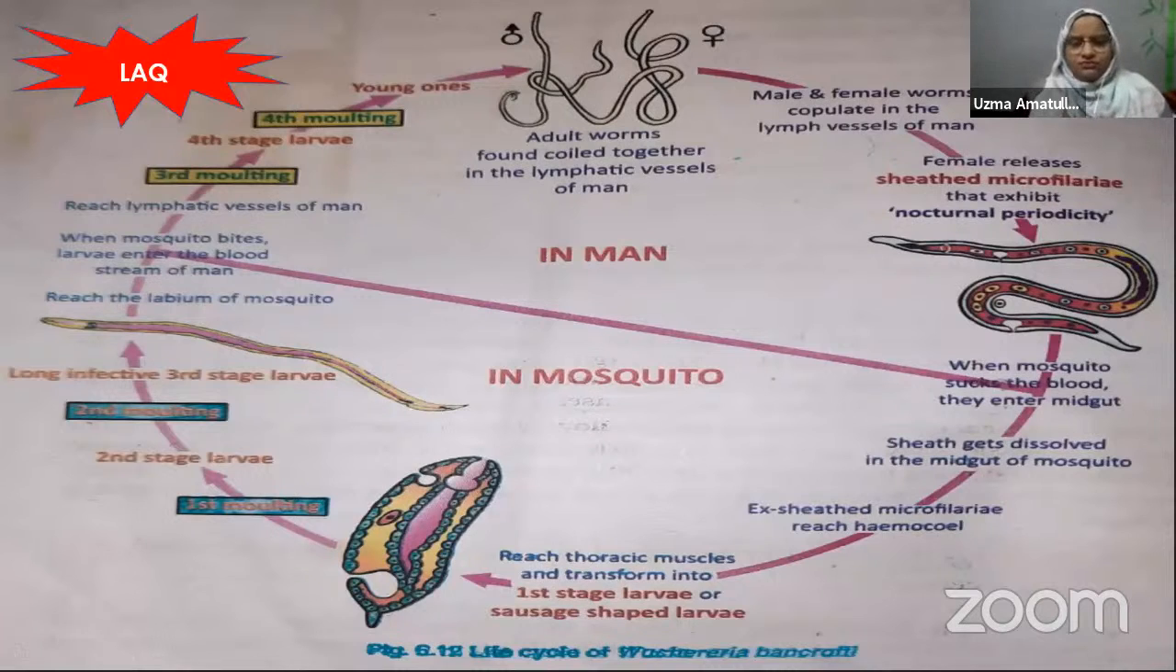Now here, this is the diagram which is there in your textbook. You have to practice this well, many times, until you become perfect.